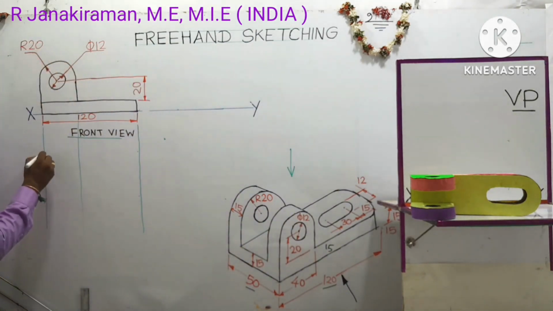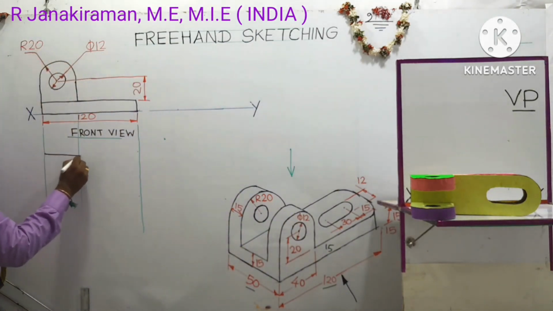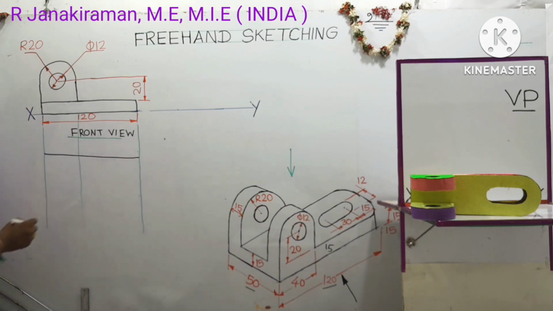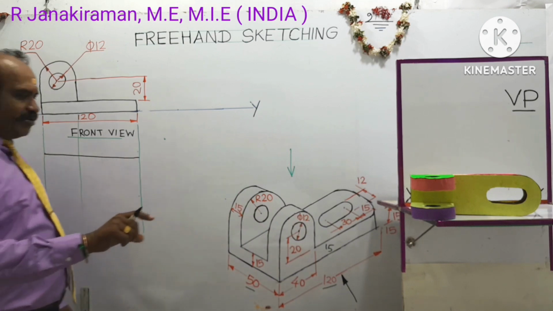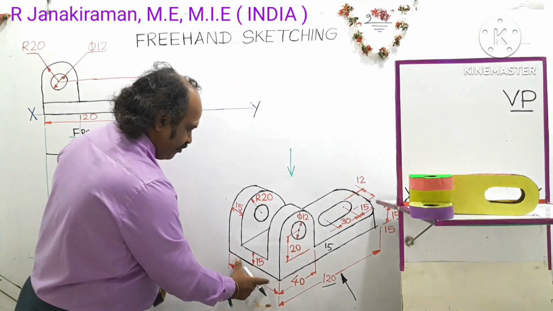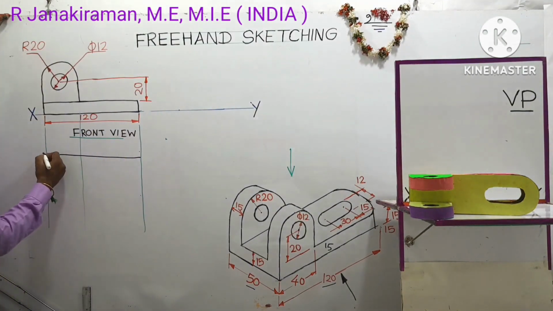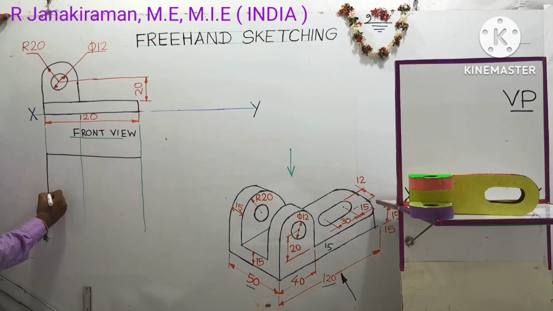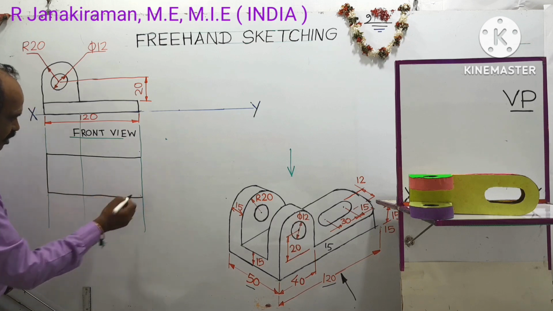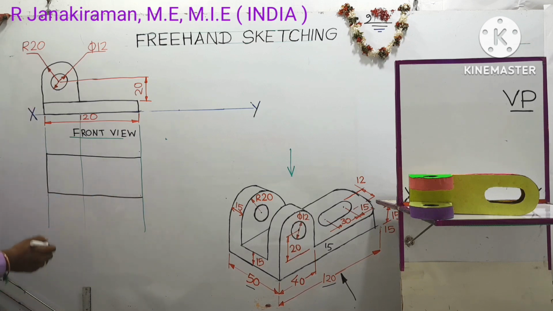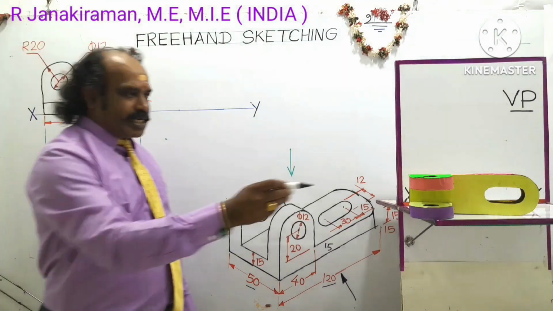Draw one horizontal HB pencil line and construct one rectangle. The breadth of the object is given as 50 mm. This is the 50 mm, which will be less than the length of the line, 120. Here you draw one line using HB pencil. Next, I am going to construct this rectangular portion.